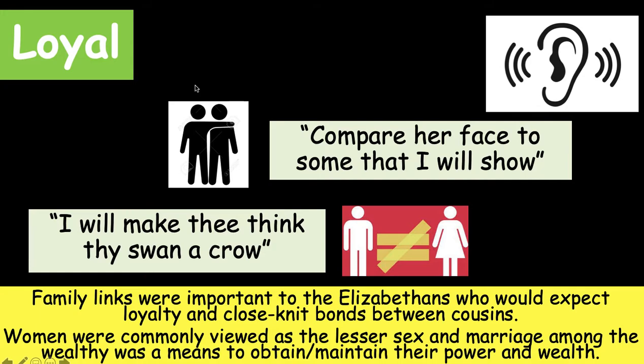And what does he do? He tries to comfort Romeo. He tells him to compare her face to some that I will show. In other words, I'll show you other girls, and you'll soon get over Rosaline. "I will make thee think thy swan a crow."